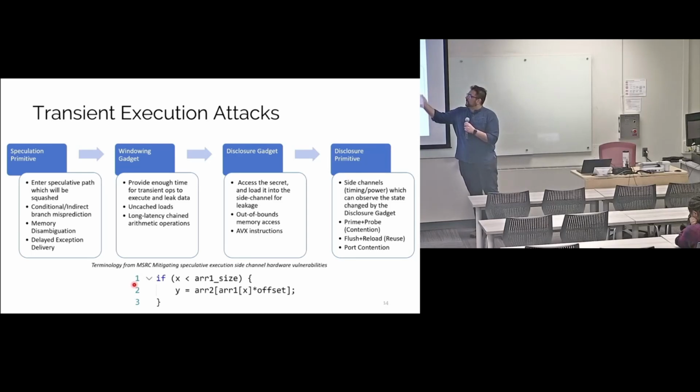And your windowing gadget can be basically all the operands for that branch. For example, array1 size in this case, you just kick all of that out of the cache and it'll take a long time to resolve. Does that answer your question? Okay, great.